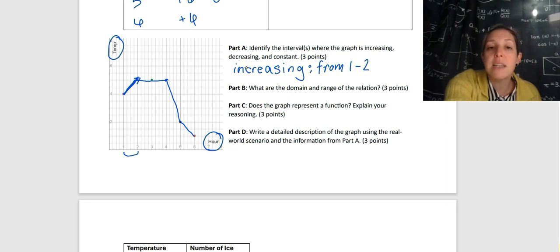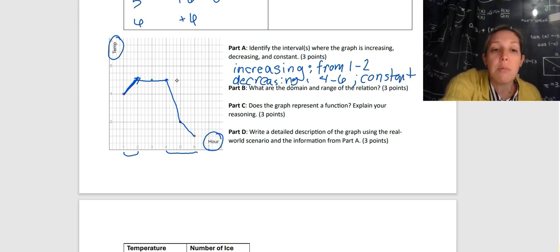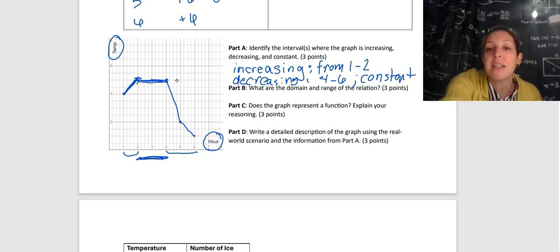And then decreasing, again, you would just type out the word. And if you look at our graph, this is actually going down, and it changes the rate that it's going down, but it's still going down from 4 to 6. And then constant, that means it's not changing at all. That would be from 2 to 4. That's where it's flat, that's staying constant.